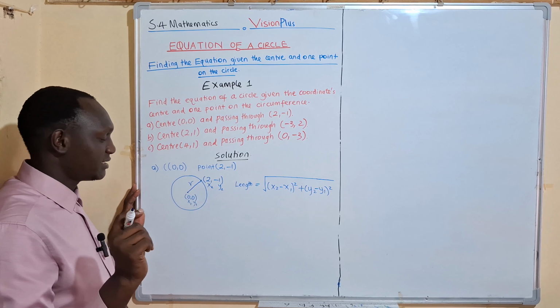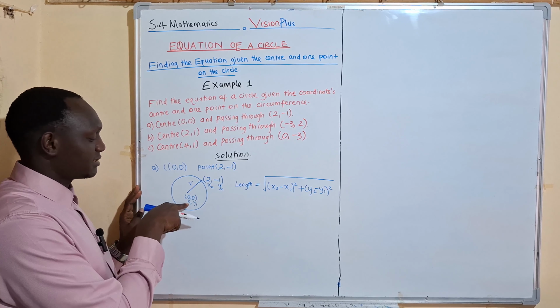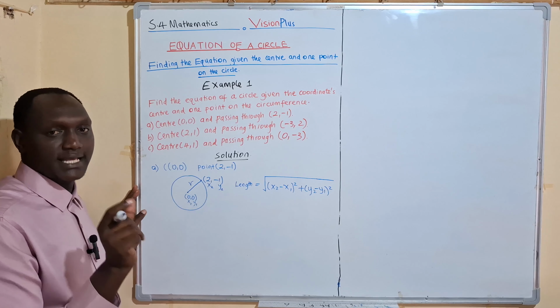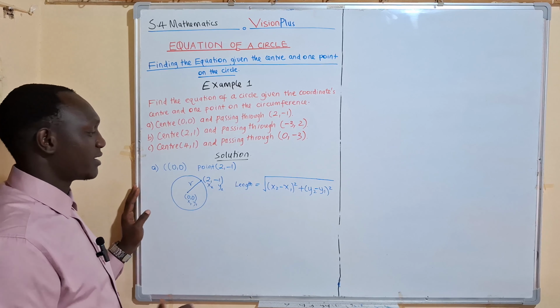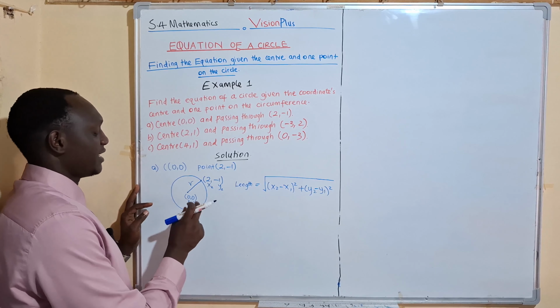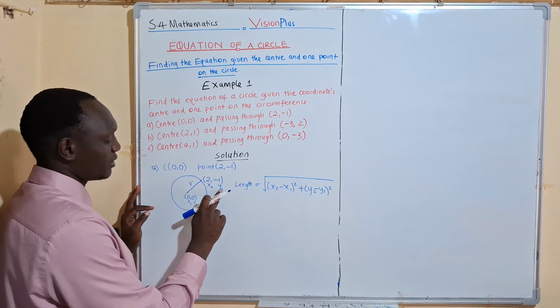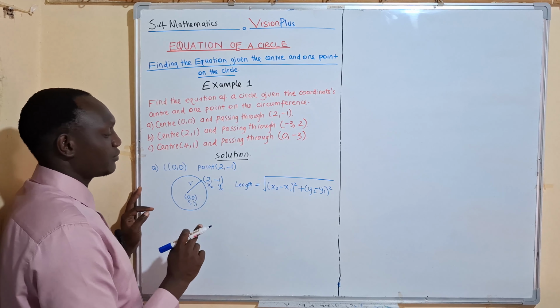I have not said that this is x1, this is x2. No. The given coordinate has x and y. Please, go and revise that. So after naming them in this manner, x1, y1, x2, y2, then you substitute.